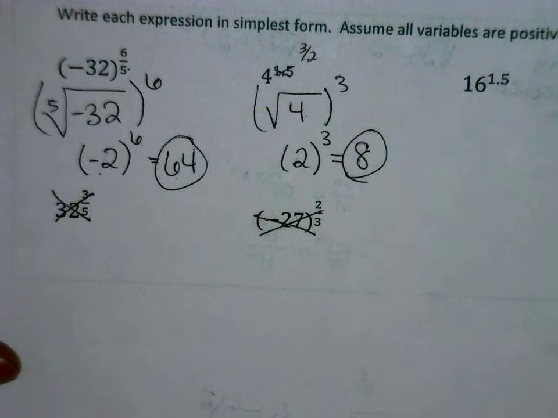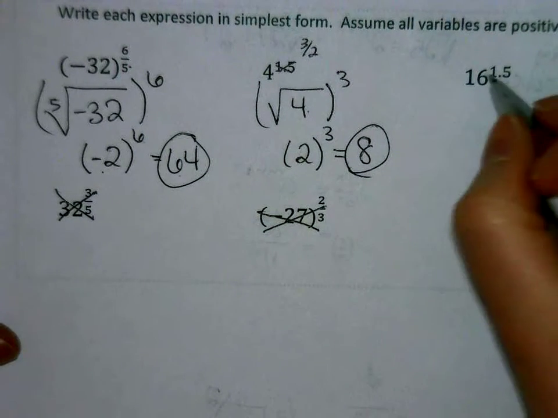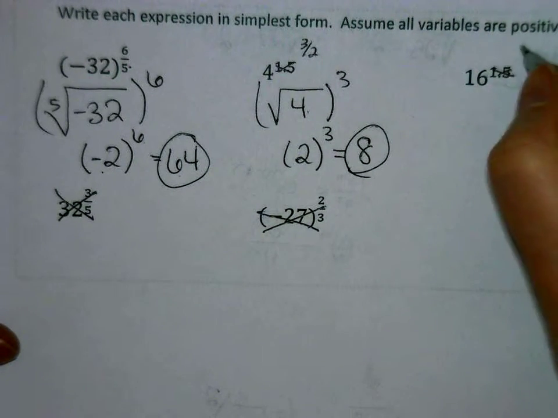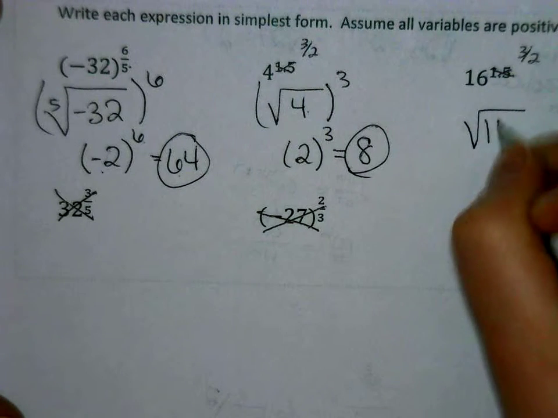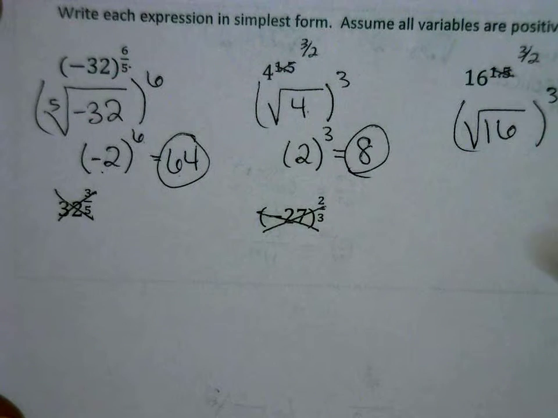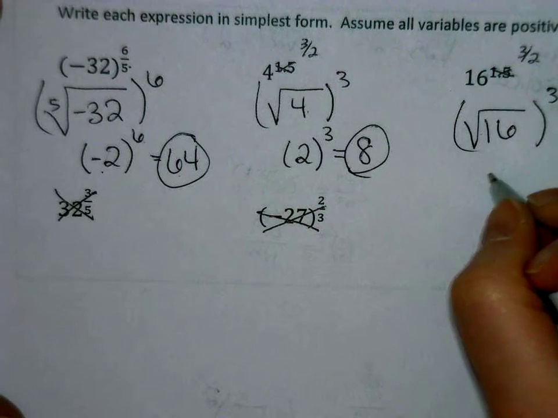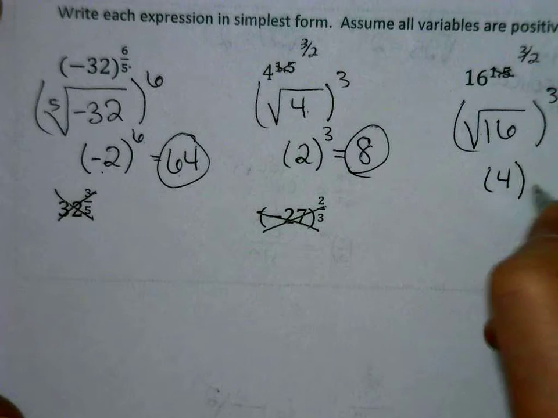Last one, 1.5, we just said was really 3 over 2. So we're looking at the square root of 16 to the third power. Square root of 16 equals 4, and 4 to the third power is 64.